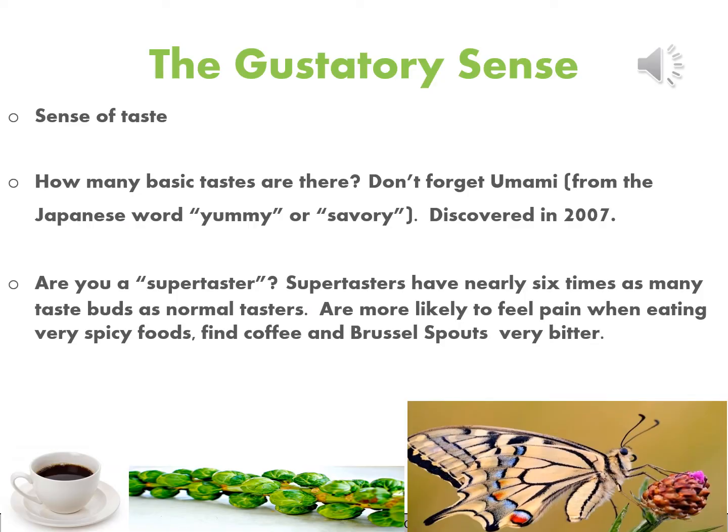Let's now consider the other chemical sense, the gustatory sense, also known as the sense of gustation. How many basic tastes are there? Almost anybody you might ask would say 4, but they would be incorrect. Don't forget umami, which is from the Japanese word for yummy or savory. So if you have a meaty stew and it's tasty, that savory, meaty flavor, that's the 5th basic sense, umami. It was discovered fairly recently, back in 2007.